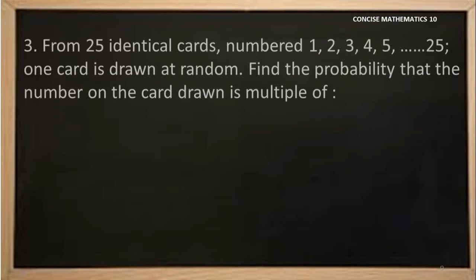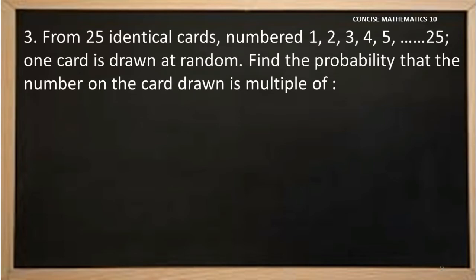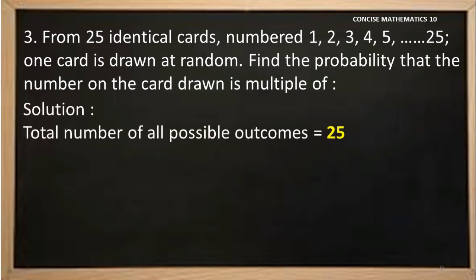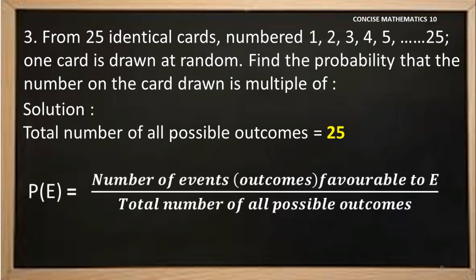Question number 3. From 25 identical cards numbered 1, 2, 3, 4, 5 and so on up to 25, one card is drawn at random. Find the probability that the number on the card drawn is a multiple of 3, 5, 3 and 5, 3 or 5. So as there are 25 cards, total possible outcome is equal to 25 and the formula remains the same. Let us concentrate on the sub question.